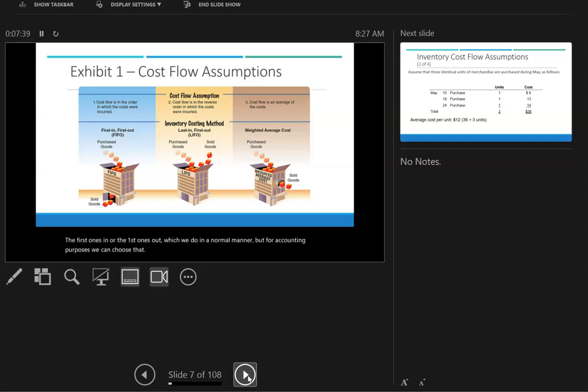Or we can choose what we call LIFO. The last ones in, or the last ones we purchased, are the first ones we say we sold. Or we can come up with a weighted average method. And we're going to go through all three of these assumptions and explain how we account for them. Now, we know technically they're going to sell the oldest items. But from an accounting standpoint, companies get to determine it. Once they determine the method, they have to stick with it. Okay?